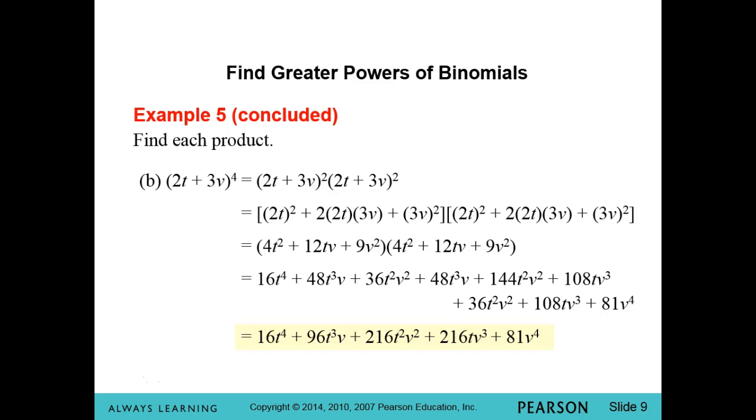Let's see, I think they're going to put it in block. Yeah, there they go. Oh, they combine like terms. These two combine to be this one. These 3 combine to be that one. And these 2 combine to be that one. And then that one. That's it. Same thing we got, right?